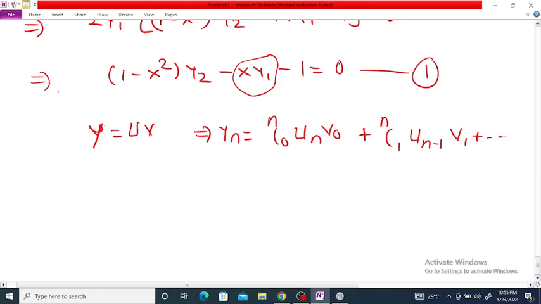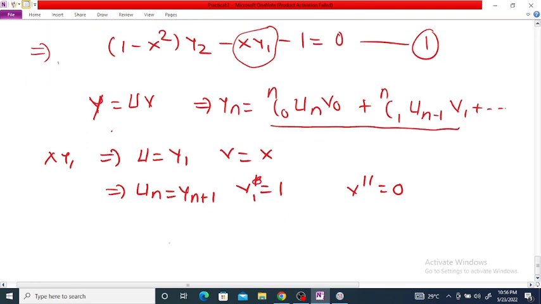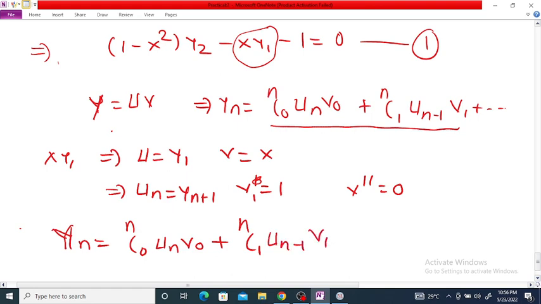So for xy1 we select u is equal to y1 and v is equal to x. So here un is equal to yn plus 1, v dash is equal to 1, and v double dash is equal to 0. So we want this formula up to only v1. So the formula up to v1 is yn is equal to nc0 un v0 plus nc1 un minus 1 v1.